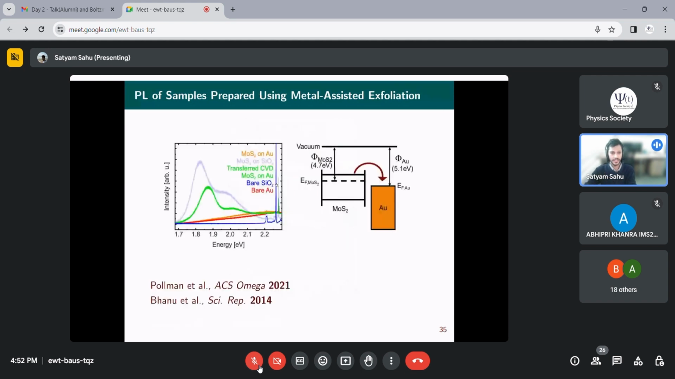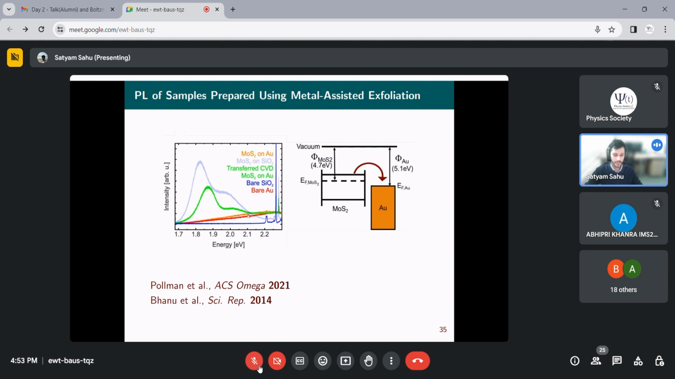As a result, we don't see the photoluminescence either. Here we compare the photoluminescence for MoS2 on different substrates. The bluish one is for MoS2 on the dielectric substrate, and the orangish one is for molybdenum sulfide on a metallic substrate, so you clearly see that there is no emission for MoS2 on metallic substrates.